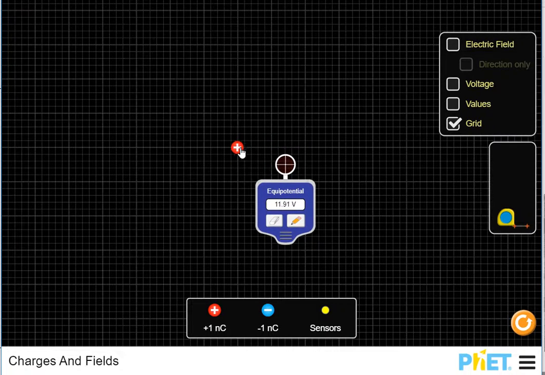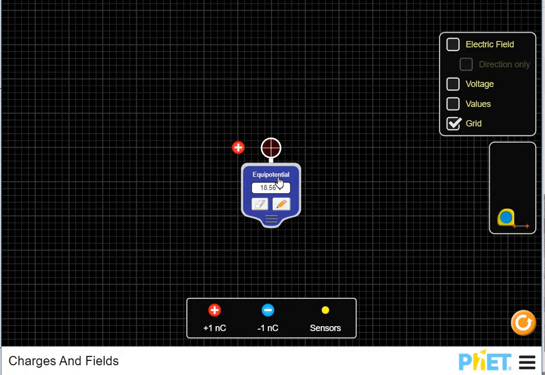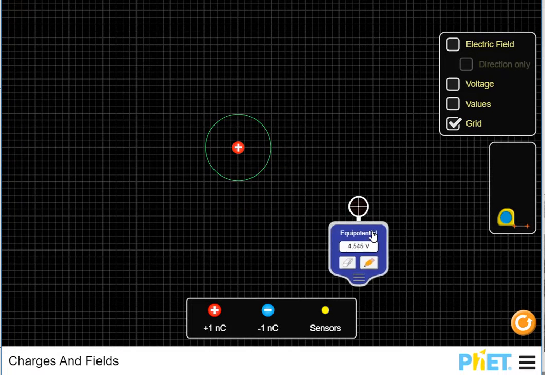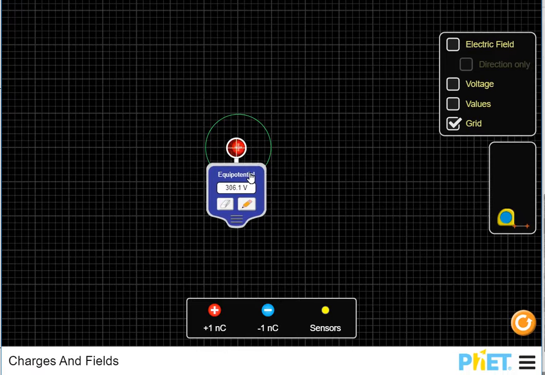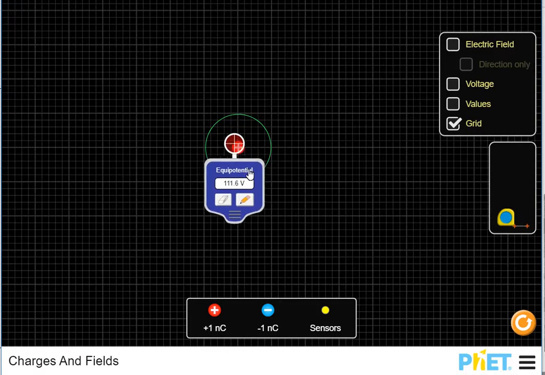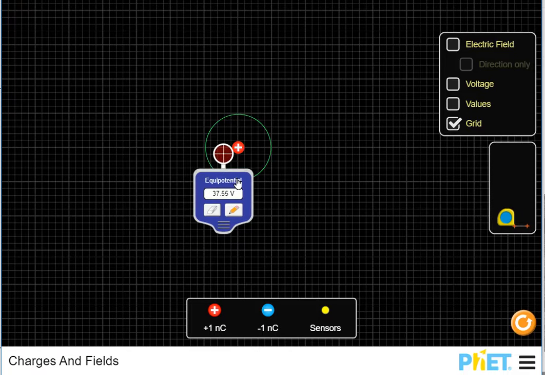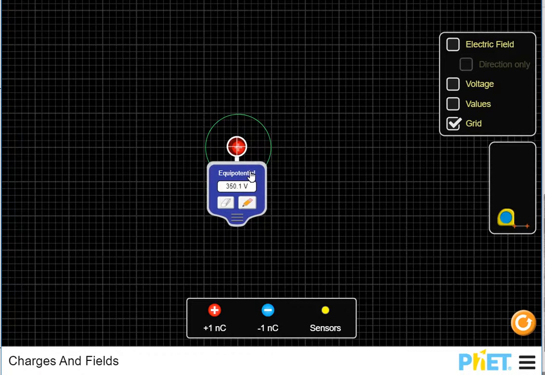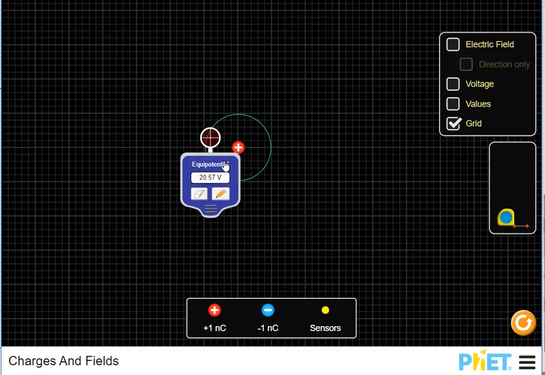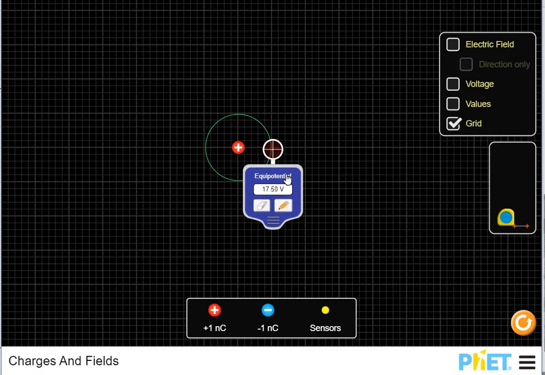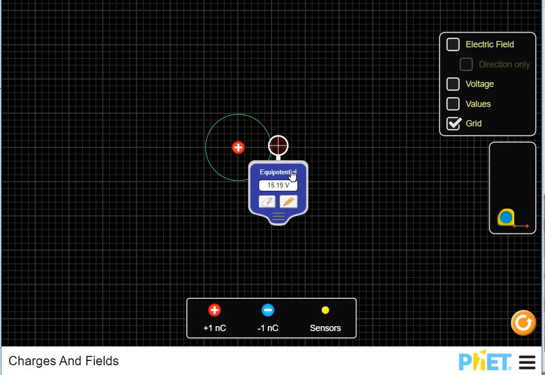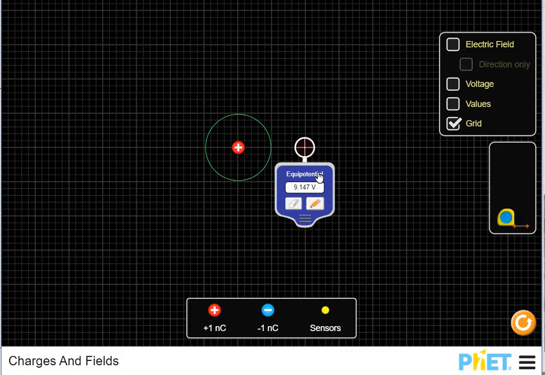But this is 1 nanocoulomb of charge, and when I'm this distance away, it's saying that the equipotential is 18.56 volts. So I can actually press this arrow button, and it's going to create a line. So basically what it's saying is, because energy is scalar, it doesn't actually matter which direction I go from. So it's actually creating a sphere around it, not just a 2D circle, but this is a 2D representation. Everywhere along this line has the same potential. So I go further out, like out here for example, our equipotential, our voltage is 9.147.